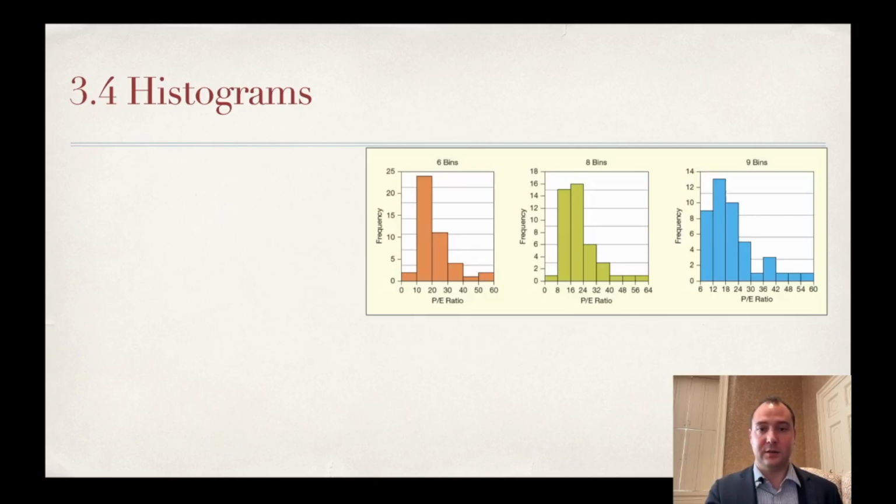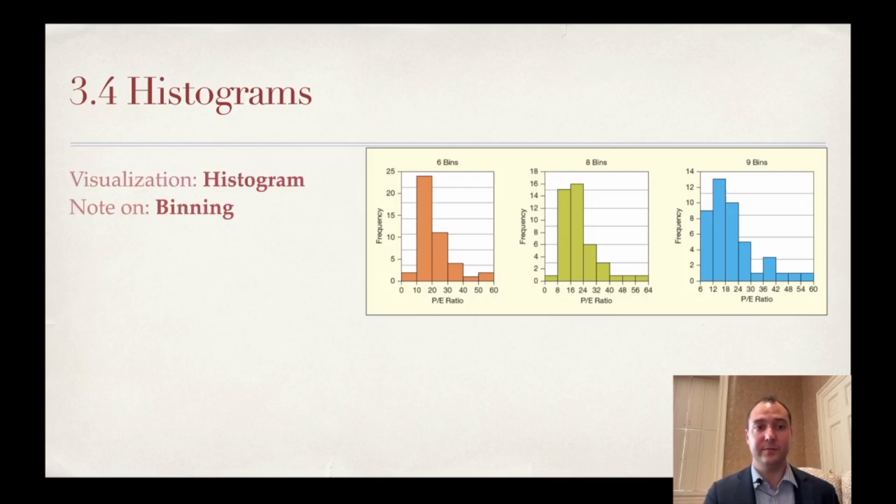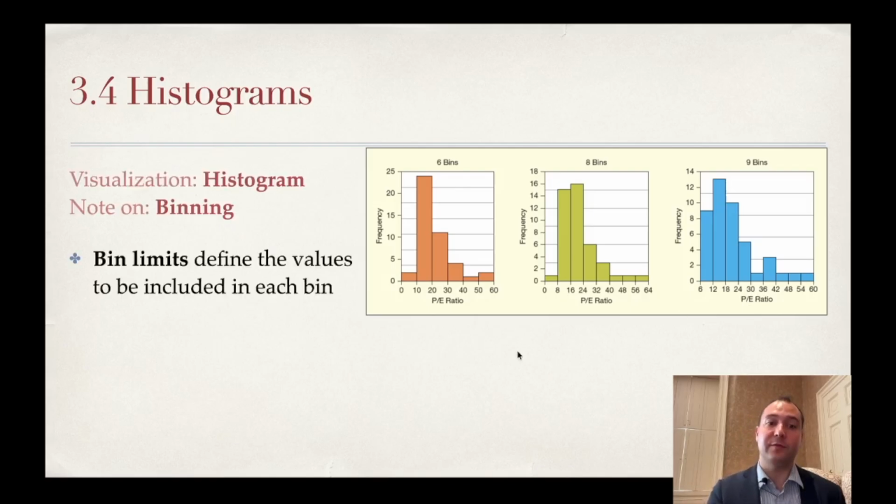Okay? So, using the same data, we can look at our data a little bit differently depending on how many bins we have. Our data might look a little bit different, right? So this is the same data using 6, 8, or 9 bins. Which one is best? Well, bin limits define the values to be included in each bin. So for example, you can see with 8 bins, each bin is a smaller range of values. With 9 bins, we have even smaller range of values.